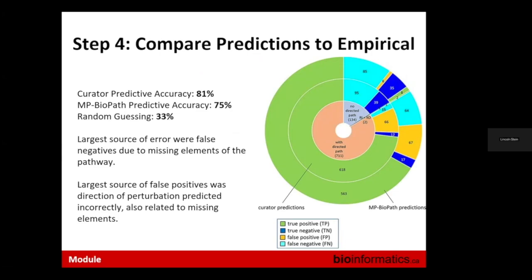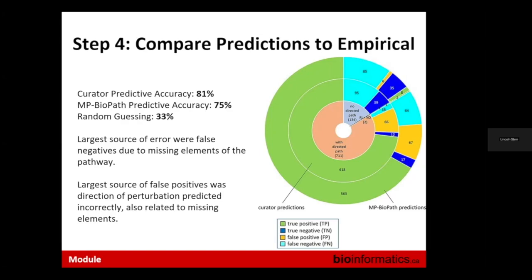The algorithm did almost as well. It did 75%. And in fact, it wasn't a statistically significant difference. And random guessing gives you 33%. When we looked in more detail at what the source of the errors was, it was primarily false negatives. That is, the curator or the algorithm would predict that the target gene would not change, but empirically it did change. And when we dug into these cases, the vast majority of these were because there was something missing in the curated pathway.